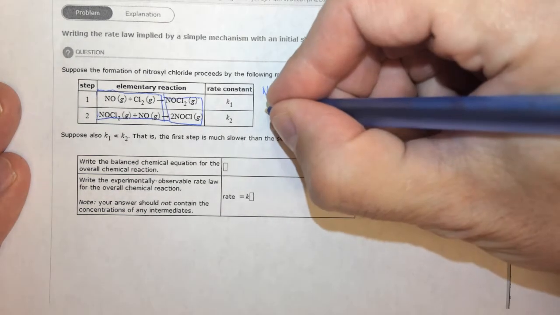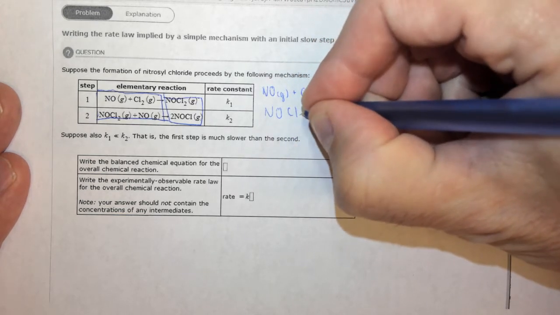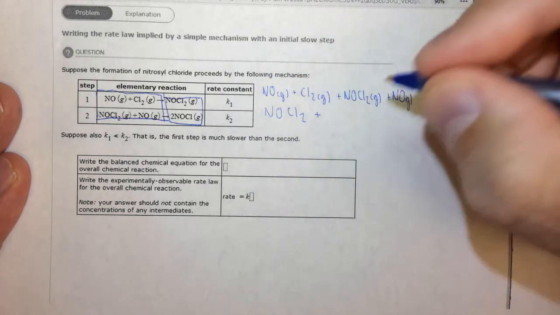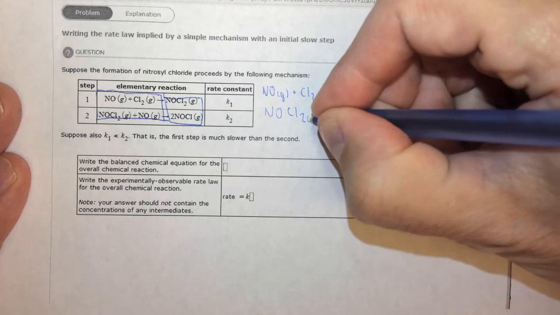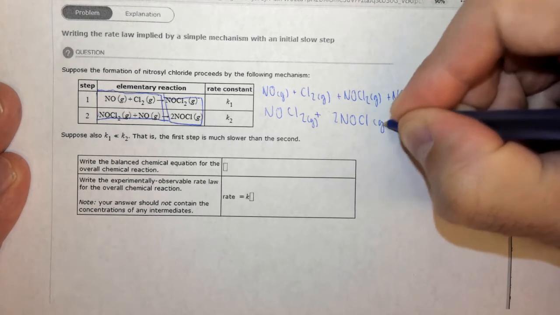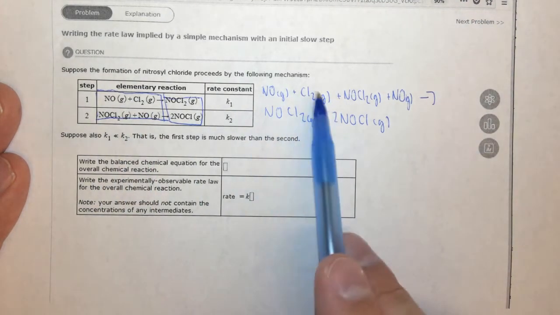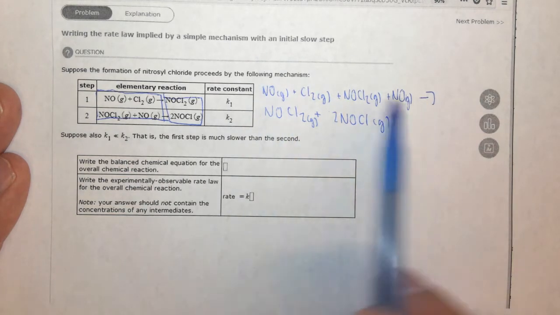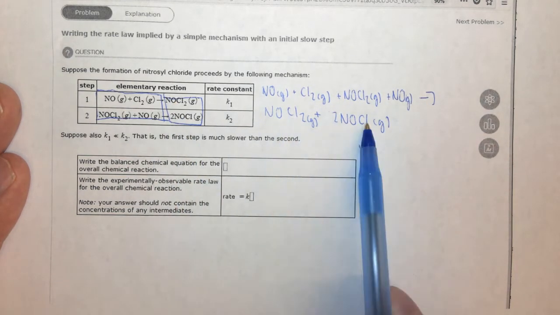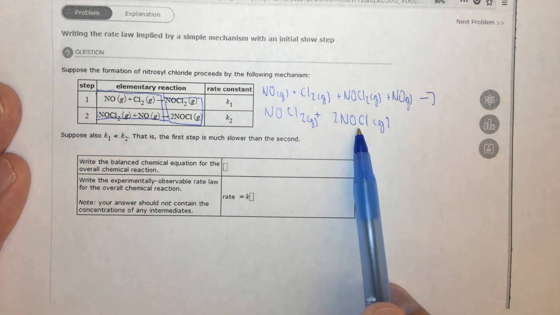and I'm going to write it down here, NOCl2 plus, that's a gas, sorry, plus 2NOCl gas. So I wrote all 1, 2, 3, 4 reactants on the reactant side, and both 1, 2 products on the product side. So all reactants on the reactant side, all products on the product side.